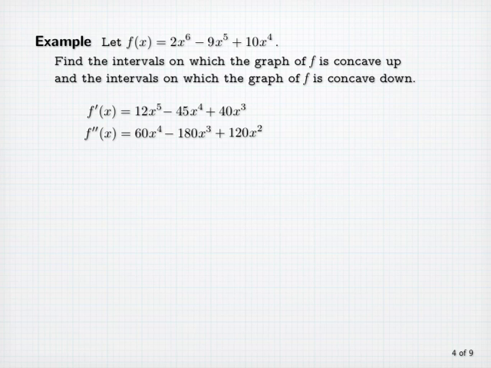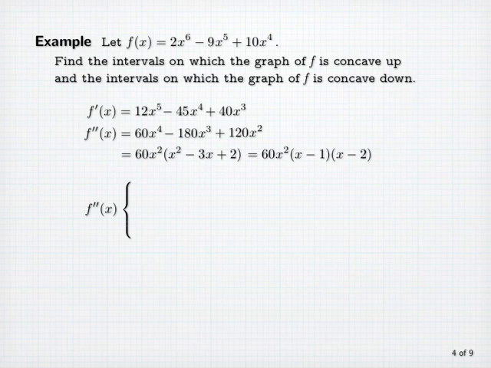We can factor f double prime of x as follows. It equals 60x squared times (x squared minus 3x plus 2), which factors further to give us 60x squared times (x minus 1) times (x minus 2). So we notice that f double prime of x is equal to 0 at x equals 0, x equals 1, and x equals 2.